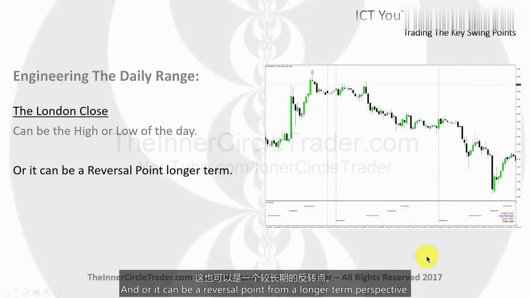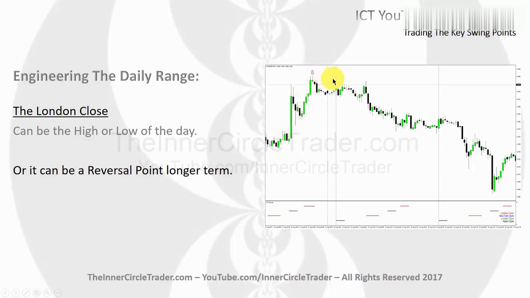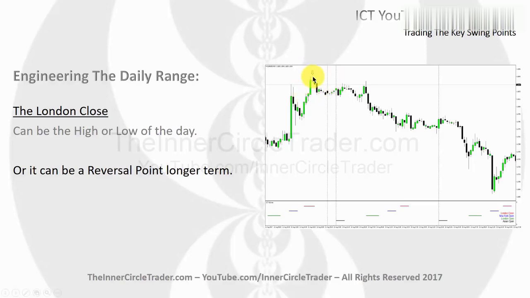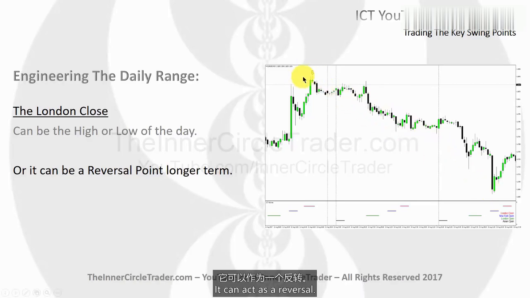And or it can be a reversal point from a longer term perspective. As we see here, the market had been trading higher during the London close time period. During the London close time period, the market makes a reversal on a Friday. The following week, it opens, trades in consolidation, begins to move lower, and moves significantly lower on the following week's Tuesday. So it can act as a reversal.